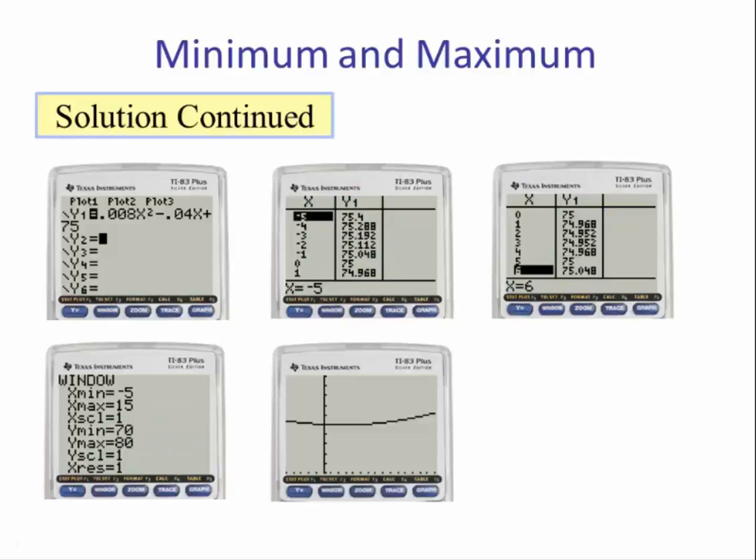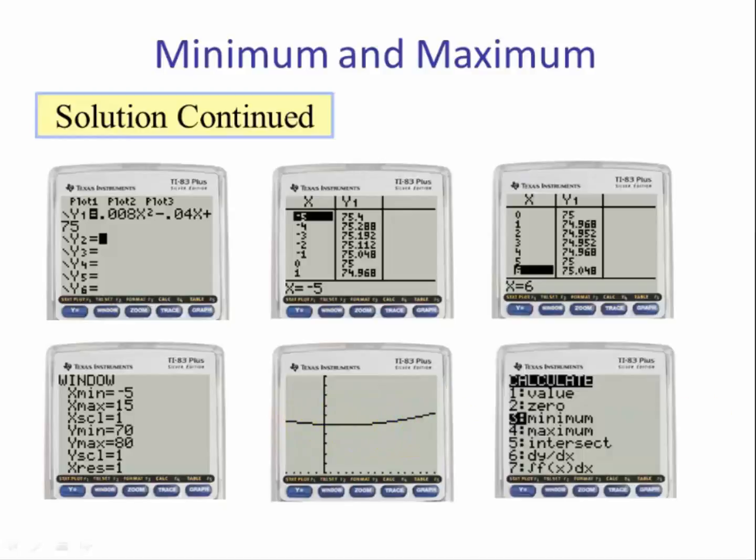Because for all the values between negative 5 and 10, the y values were between 70 and 80. Hit graph. We can see this is a very wide parabola, and that's because the value of a is close to 0. If I hit second and trace, which is calculate, I want to select number 3, minimum.